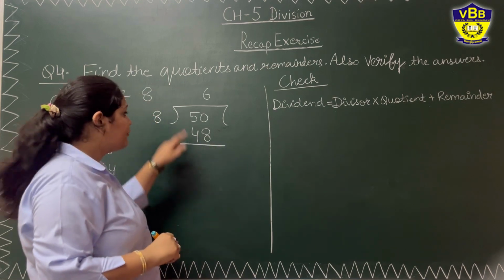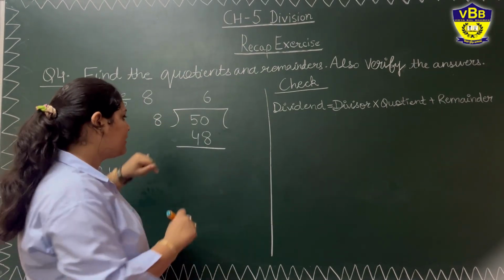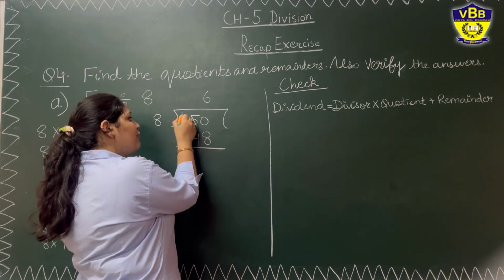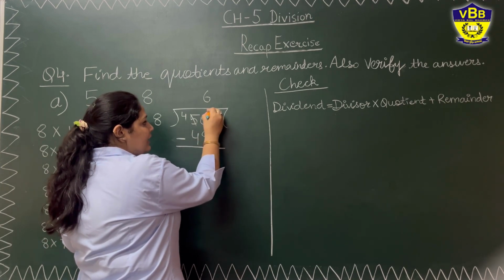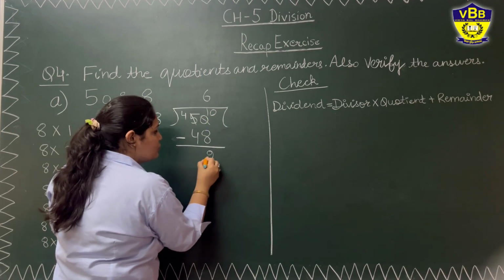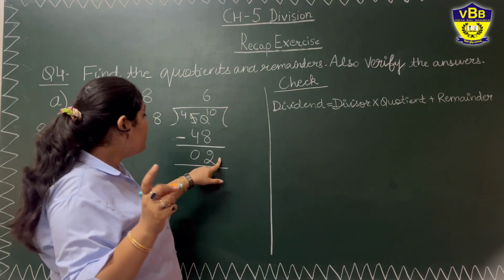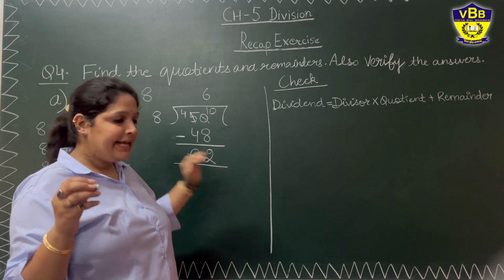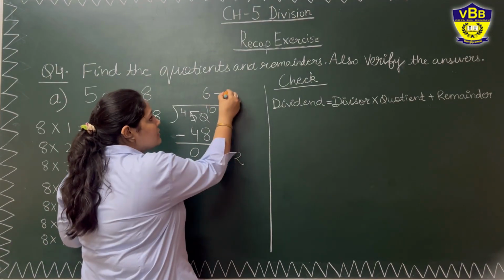Now we can see 48 is smaller than 50, so we need to subtract both these numbers. As 0 is smaller than 8, we need to borrow from 5. Here we get 4, and here we get 10. 10 minus 8 is 2, and 4 minus 4 is 0. Now you can see 2 is smaller than 8, so no further division can take place. So this is our remainder, and this is our quotient.